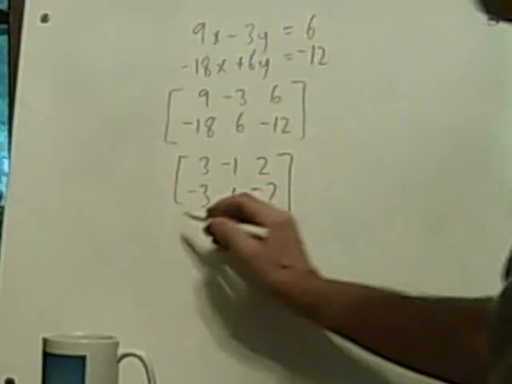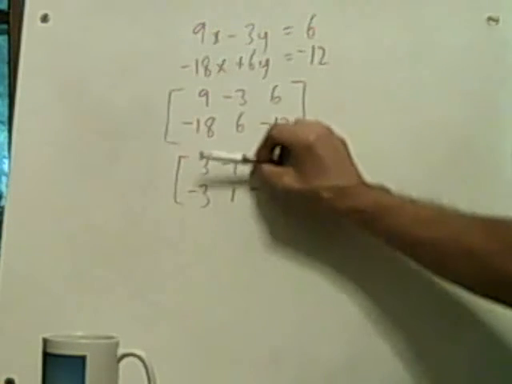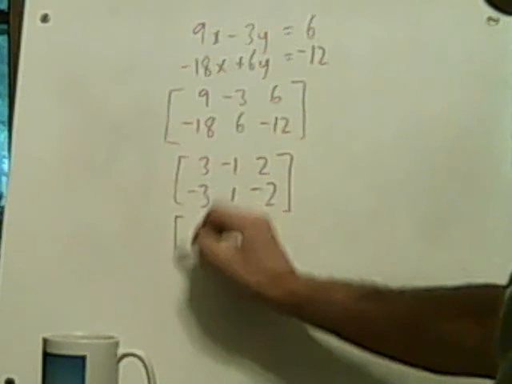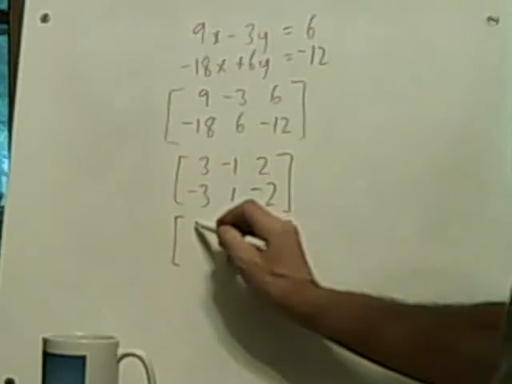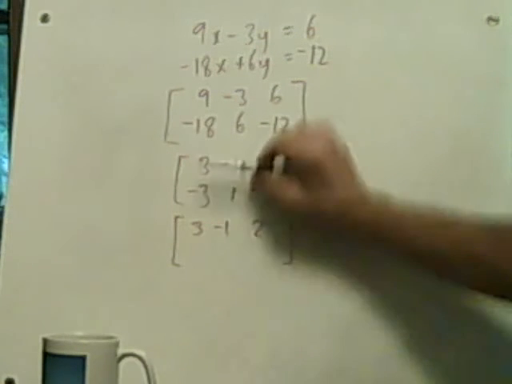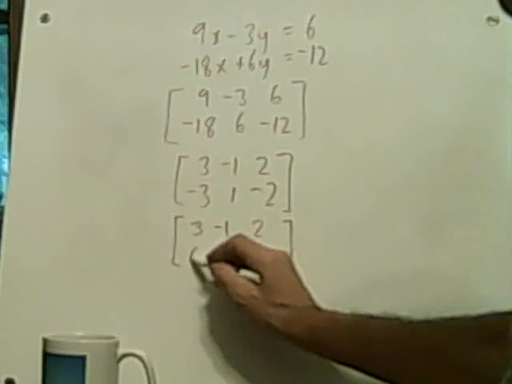Well, let me do this. I don't always have to do it exactly the same way. I'm going to add the first one to the second one, but I'll leave that in the second position. So the first one I'm going to leave the same: 3, -1, and 2. Now the second equation, I'm going to add the first one to it just to eliminate this one. That's going to be a 0.